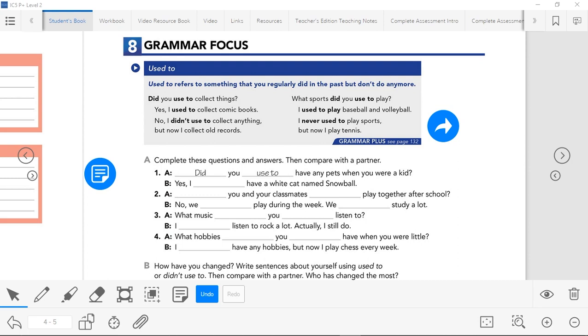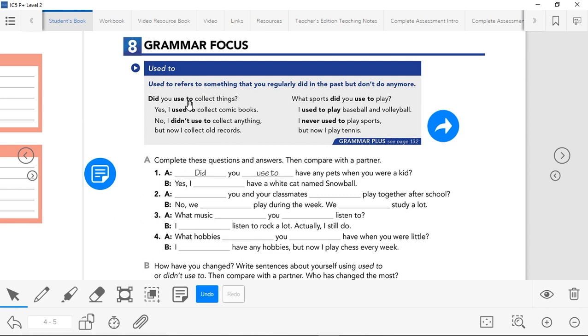Let's see some other examples right here in the book. So we know that used to refers to something that you regularly did in the past, but don't do anymore. And here we have some questions and some answers in positive and negative. Did you use to collect things? Notice how we use use and not used because we already have did here. Did you use to collect things? Yes, I used to collect comic books. No, I didn't use to collect anything, but now I collect old records.